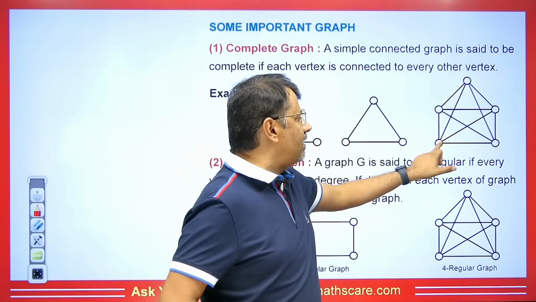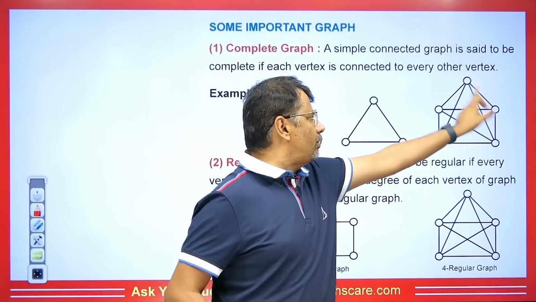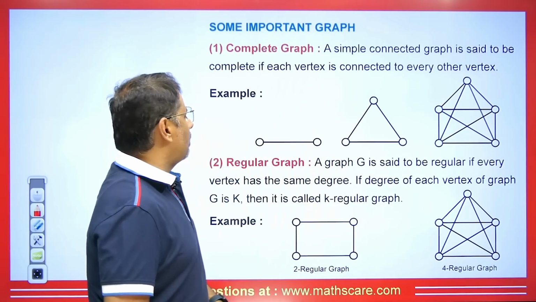You can understand it in this way also: this is connected to these four. It's connected to all four, right? So what we have is a complete graph.